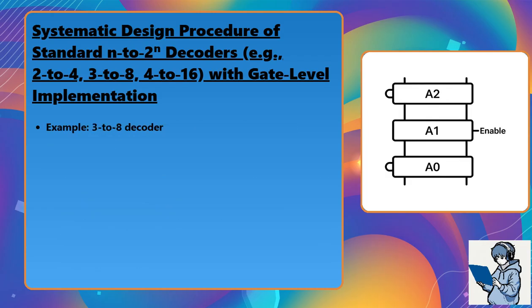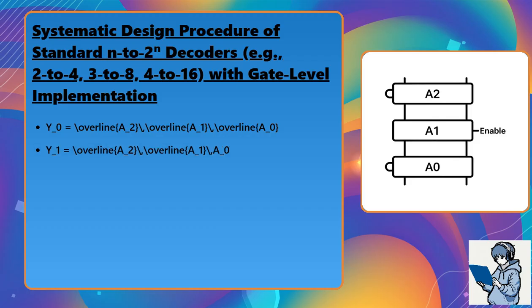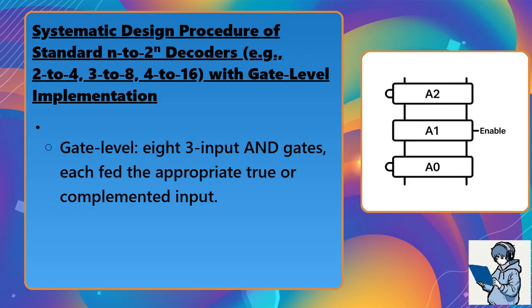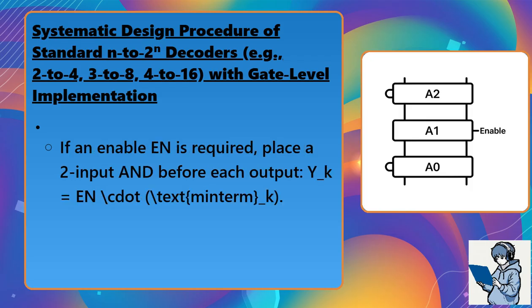Example: 3 to 8 decoder. Inputs A2, A1, A0. Outputs Y0 to Y7. Minterms: Y sub 0 equals not A sub 2 and not A sub 1 and not A sub 0. Y sub 1 equals not A sub 2 and not A sub 1 and A sub 0. Y sub 7 equals A sub 2 and A sub 1 and A sub 0. Gate level: 8, 3-input AND gates, each fed the appropriate true or complemented input. If an enable EN is required, place a 2-input AND before each output. Y sub k equals EN times minterm sub k.